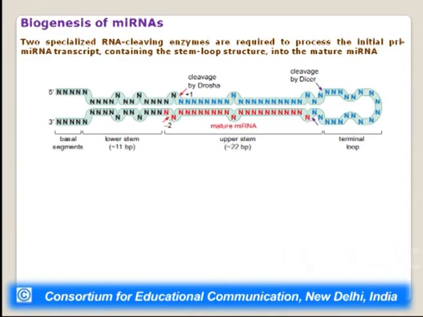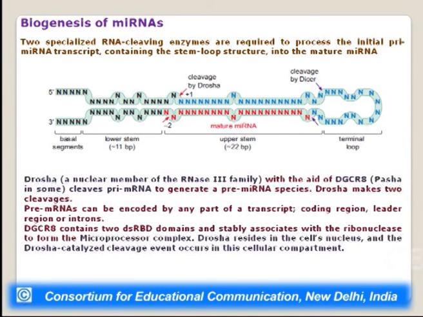So, it is a stem loop structure and there is a lower stem which is approximately 11 base pairs, an upper stem which is 22 base pairs long, and then a terminal loop. Now, you can see the red arrows indicate the cleavage by an enzyme called drosha. The processing by this enzyme is additional to the processing of the siRNA, and the blue marker shows the cleavage by the enzyme which it shares with the siRNA formation, called dicer.